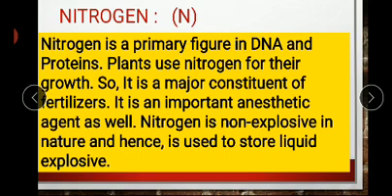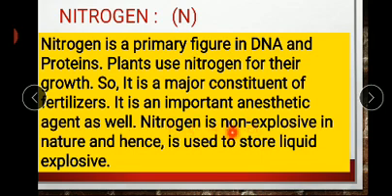So the third one basically is nitrogen. Here they are saying it's a primary figure in DNA and protein. It is present inside the body of organisms. And nitrogen is used as a fertilizer. It is a major constituent which is used for the growth of the plants. It is an important anesthetic agent as well for giving anesthesia. When doctors are doing operations, they give the anesthesia to the patients.